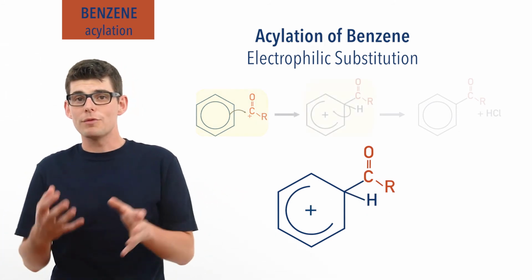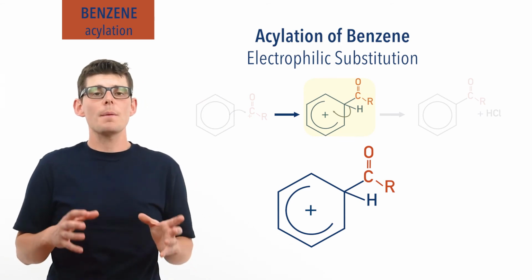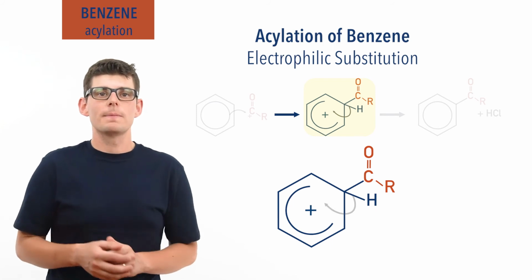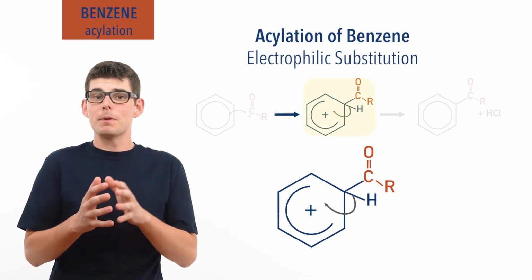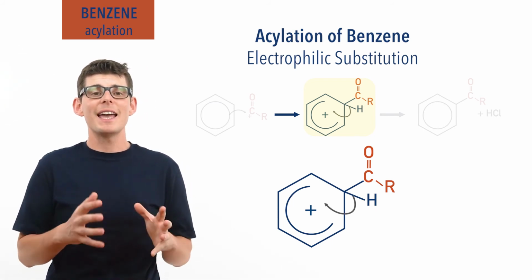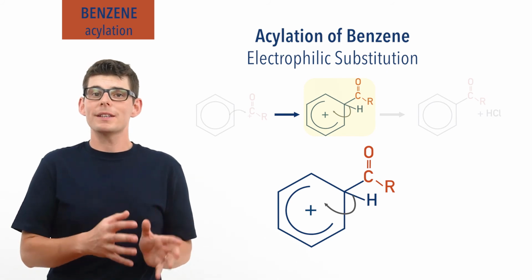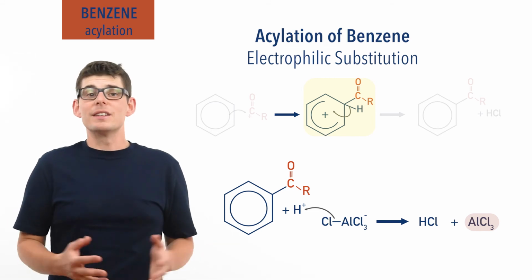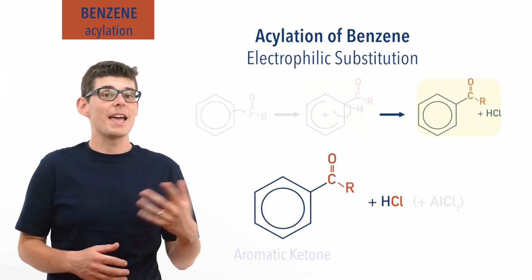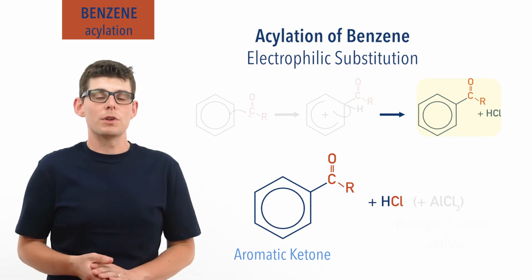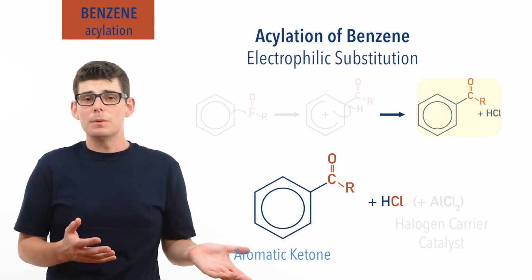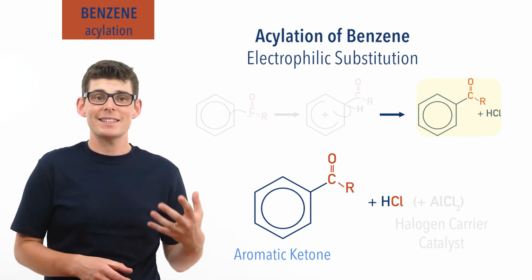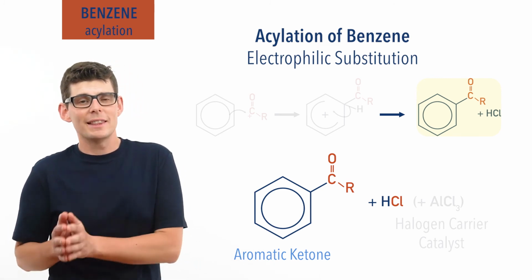To reform a full ring and get back to some stability, the carbon-hydrogen bond on the same carbon as the acyl group breaks. The electron pair is put back into the delocalized system and an H+ ion is removed by a chlorine atom from the halogen carrier intermediate just formed. This leads to the formation of an aromatic ketone, HCl, and the reforming of the original halogen carrier, aluminium trichloride. This is why the halogen carrier is acting as a catalyst, as it gets reformed at the end of the reaction.